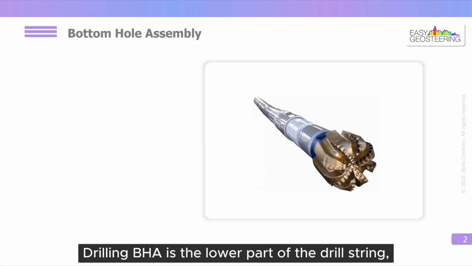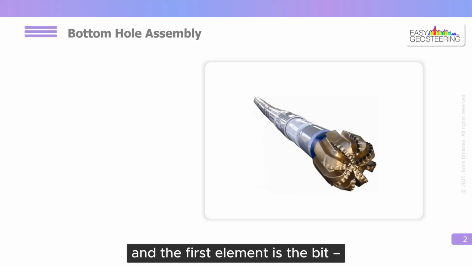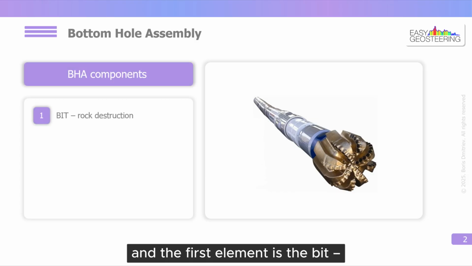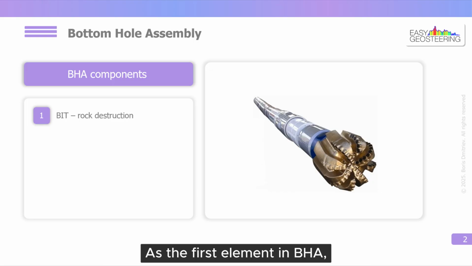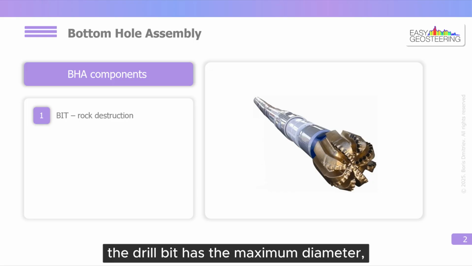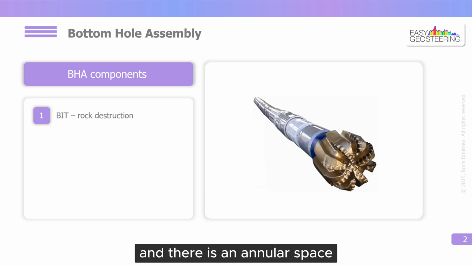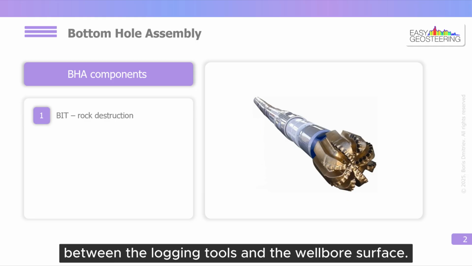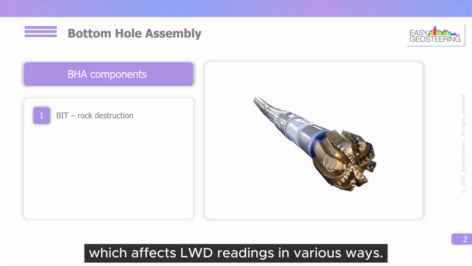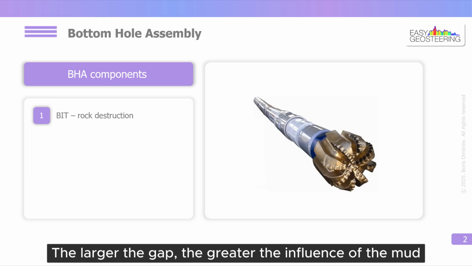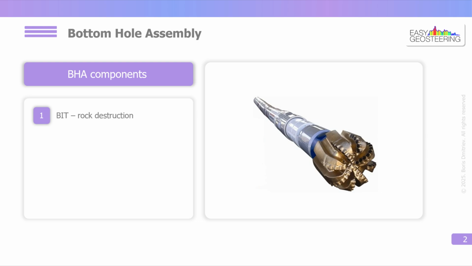Drilling BHA is the lower part of the drill string, and the first element is the bit, a cutting tool responsible for breaking rocks to create a wellbore. As the first element in BHA, the drill bit has the maximum diameter, and there is an angular space between the logging tools and the wellbore surface. While drilling, this space is filled with drilling mud, which affects LWD readings in various ways. The larger the gap, the greater the influence of the mud on the measurements.